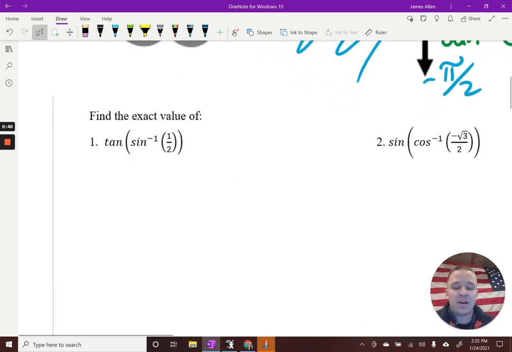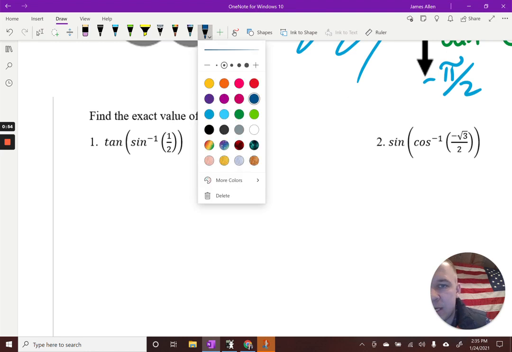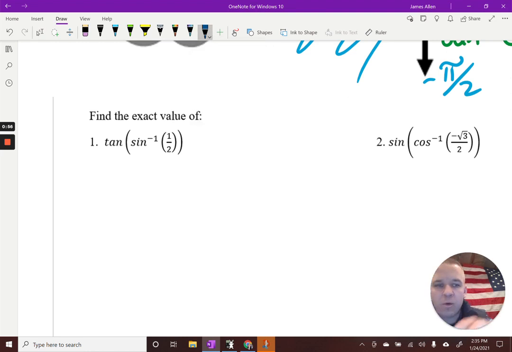Find the exact value of tangent of inverse sine of 1/2. I'm going to favor drawing out triangles in this one rather than the unit circle, and you will see why when we get towards the end. So for this one, I'll just go with blue. I'm going to work from the inside out.